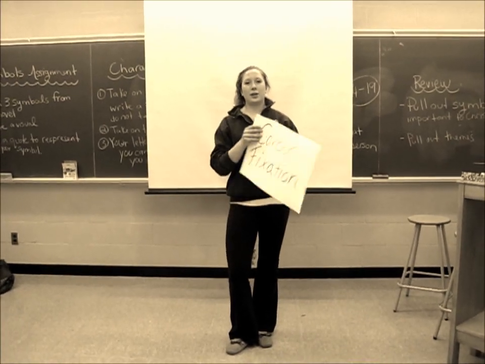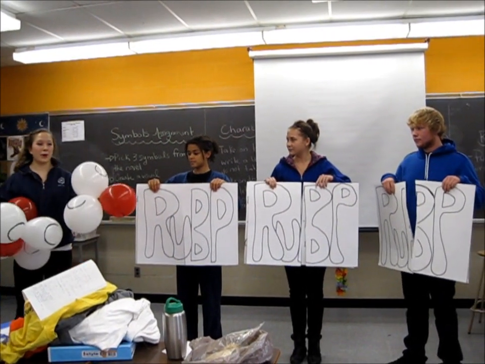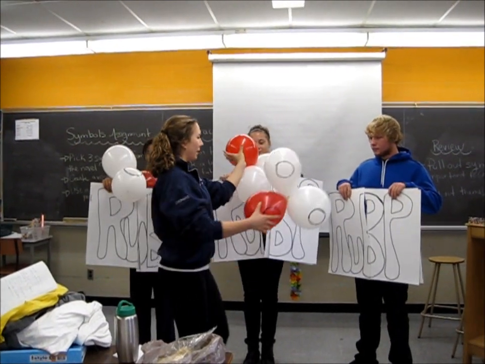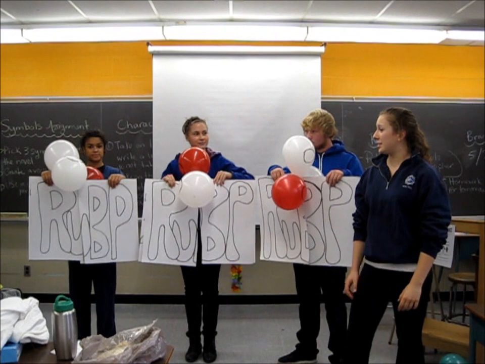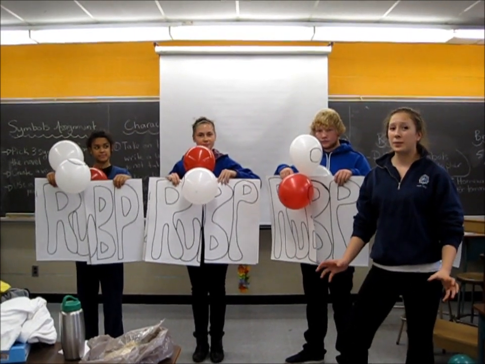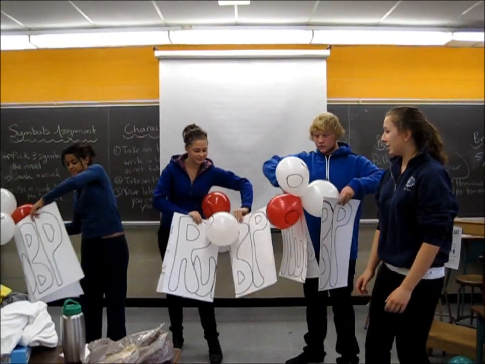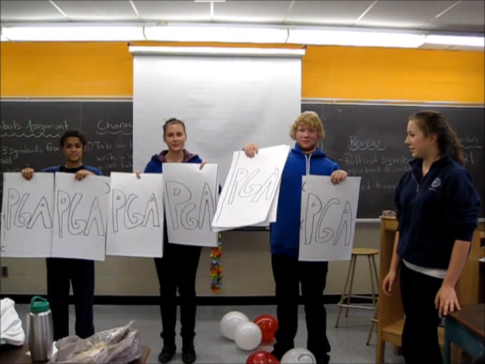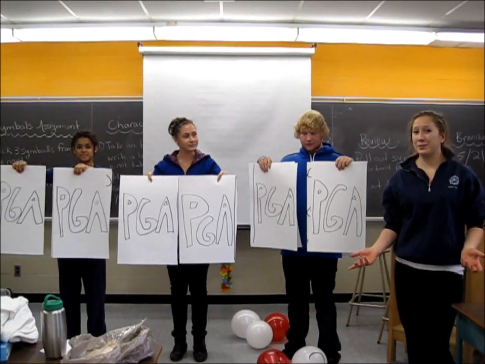Phase 1, carbon fixation. In phase 1 of the Calvin cycle, carbon fixation, 1 carbon dioxide molecule attaches to each RuBP. This forms a 6-carbon intermediate, which is unstable, so the RuBPs must immediately split up into 2 3-carbon molecules called PGAs. We now have 6 molecules of PGA.